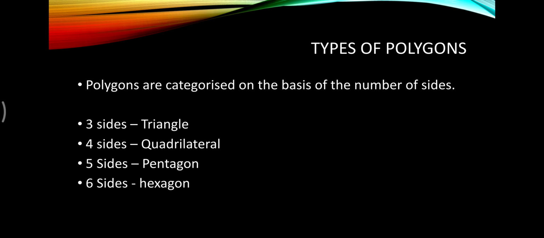Types of polygons are basically categorized on the basis of their number of sides. If a straight line figure has 3 sides, then it is called a triangle. If it has 4 sides, then it is called a quadrilateral. If it has 5 sides, then it is called a pentagon. If it has 6 sides, then it is called a hexagon. And if a polygon has 7 sides, then it is called a heptagon.